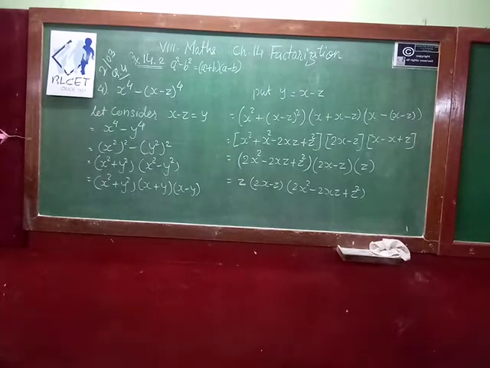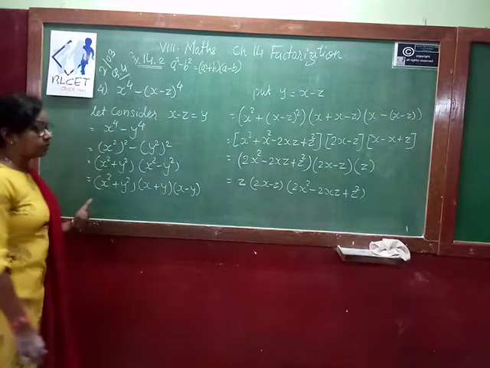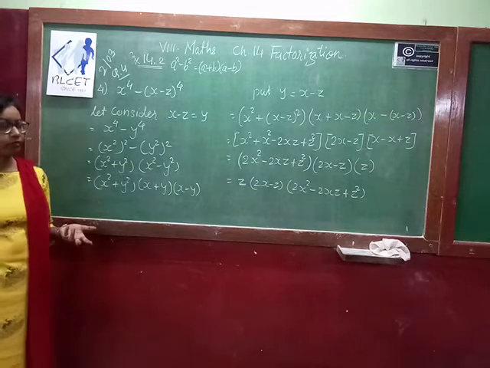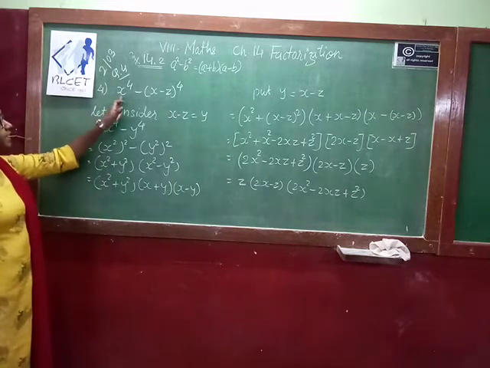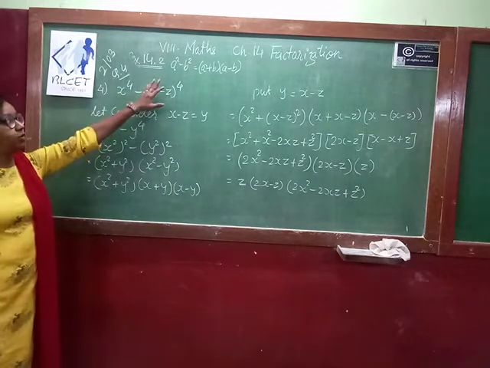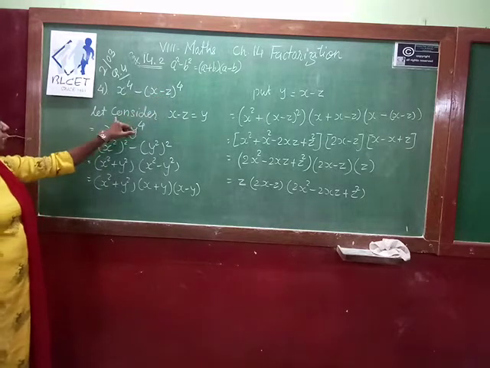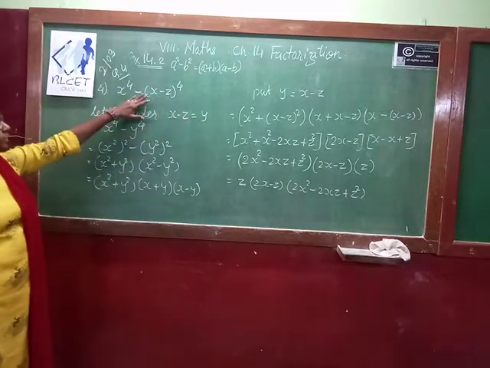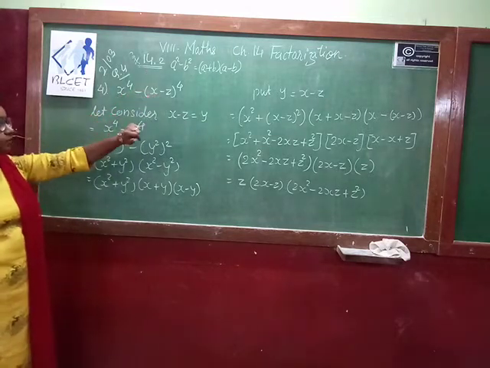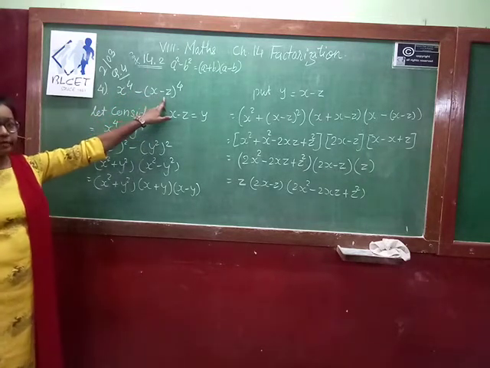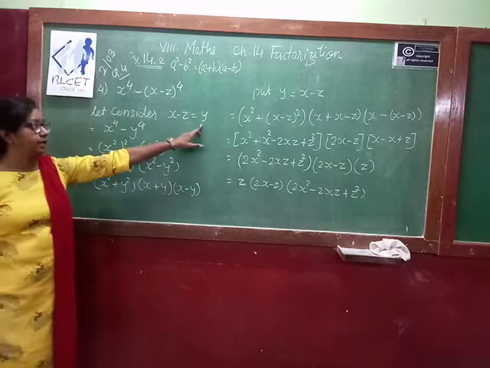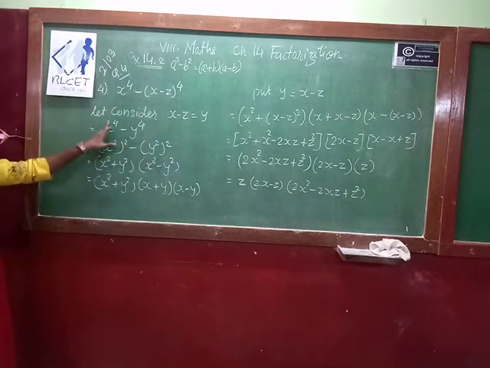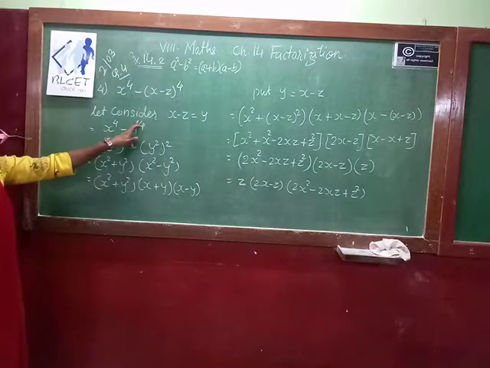Now see the fourth question. Understand the question thoroughly. This is a little bit different from other questions. The question is x power 4 minus x minus z whole power 4. So let's consider x minus z is equal to y. We have to convert this question in terms of a square minus b square. So these two terms we have to assume as one term, that is y. So what answer are we getting? x power 4 minus y power 4.